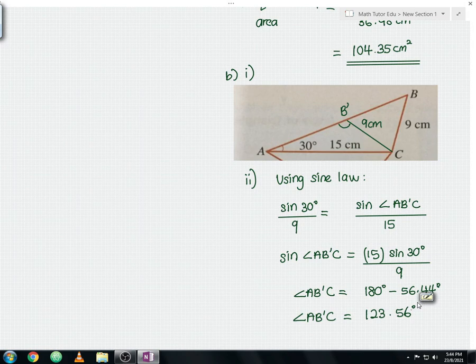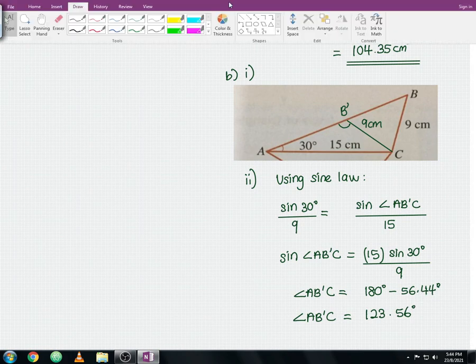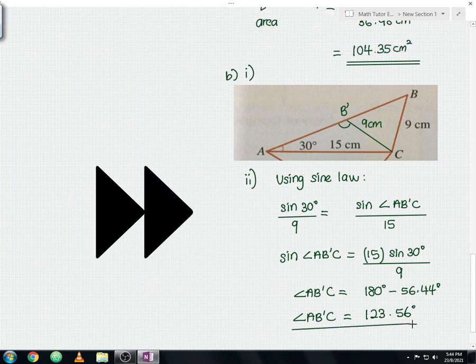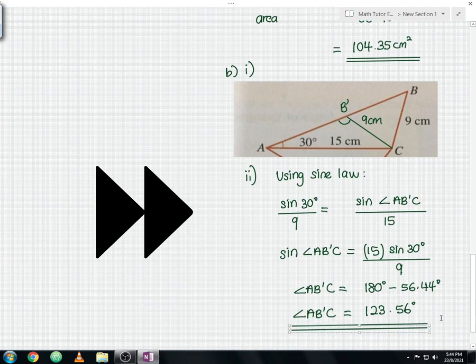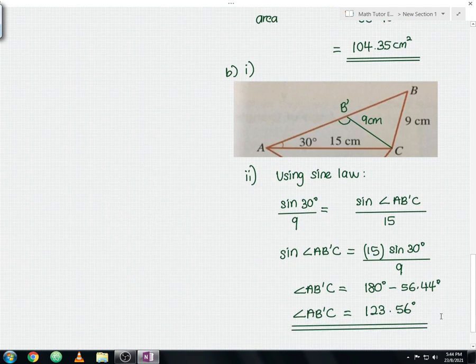Let me underline the solution. That is all for the step-by-step working and solution for this question. I hope you understand the full working that I've shown to you.